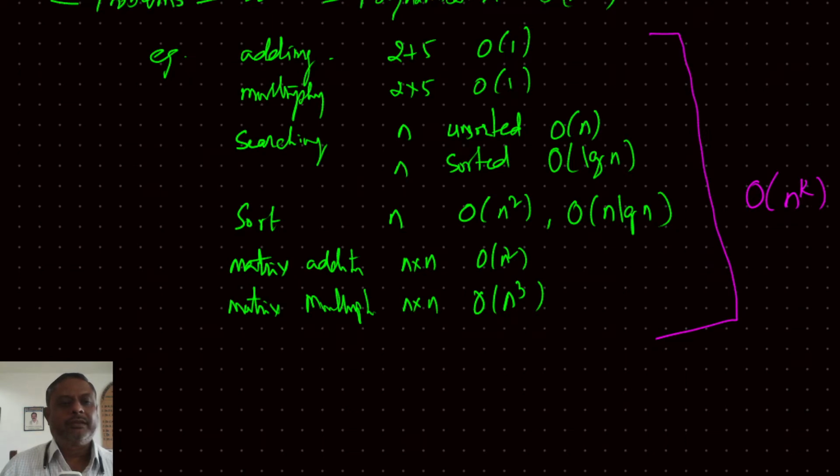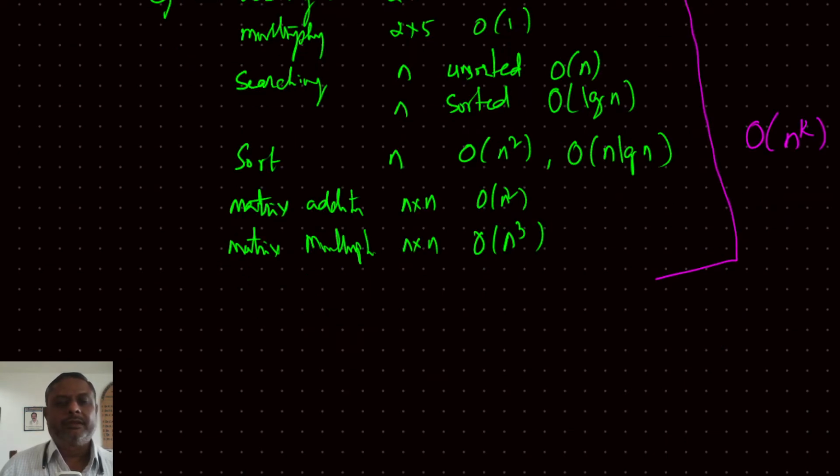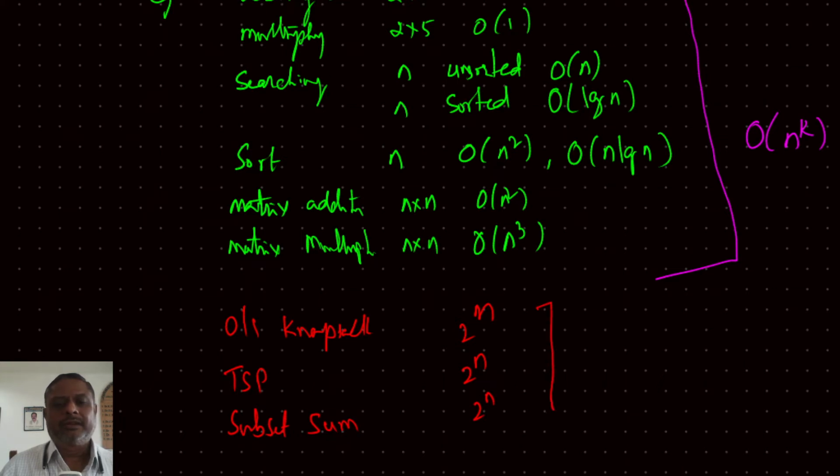On the other side, there are some dangerous algorithms like 0-1 knapsack, which takes 2 to the power n. Then we have the traveling salesperson problem, which takes 2 to the power n. Then we have the sum of subset problem, which also takes 2 to the power n. So these are the problems which work in exponential time.